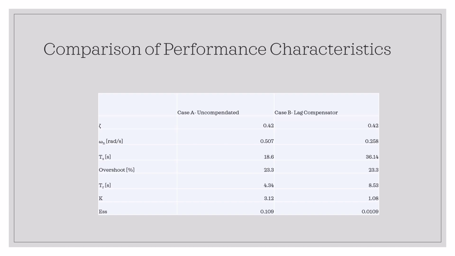To compare case A and case B, where A was our uncompensated compared to our lag, I just wanted to put them in a table that shows that our overshoot stayed the same and decreased our error, and our performance characteristics adjusted based on those.